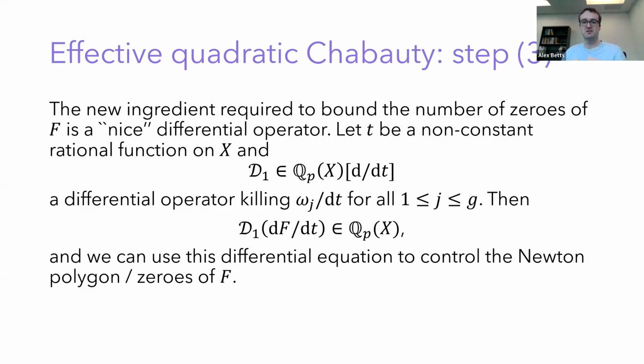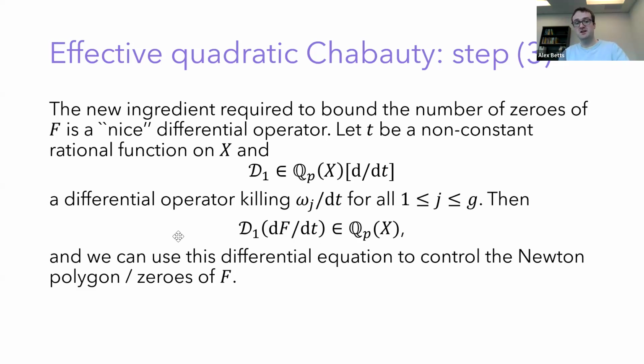Let's take t to be a non-constant rational function on X. So dt is, rationally speaking, a generator of the one forms on X. And we're going to be working in the ring of algebraic differential operators. That's the non-commutative ring generated by the rational functions on X and d by dt. And what you can always do is find a differential operator which kills any finite number of rational functions you like.